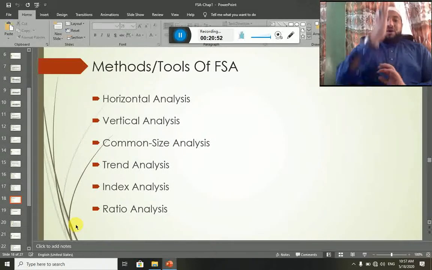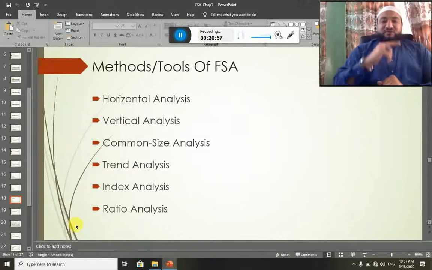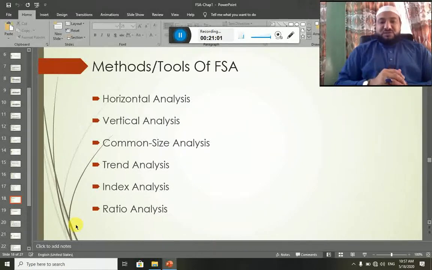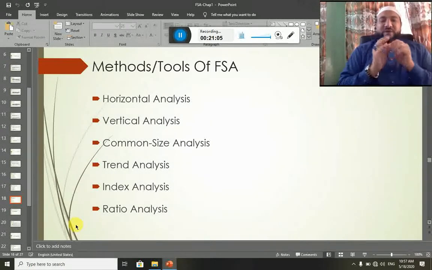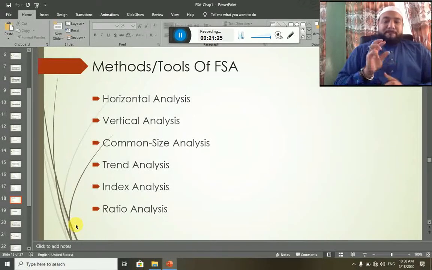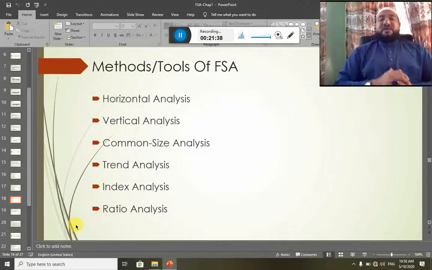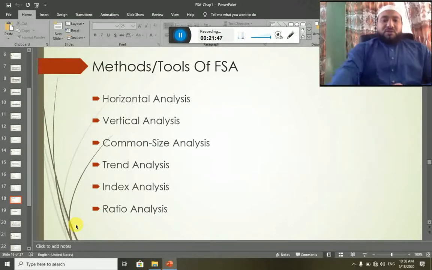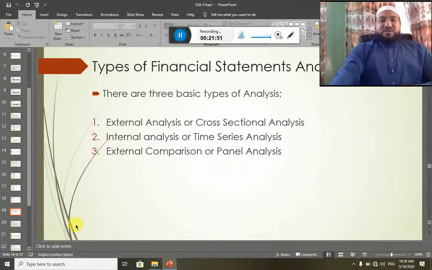Horizontal analysis, vertical analysis, then we have common size, then we have trend, then we have index, and then we have ratios. Inshallah, we'll discuss all of them separately, one by one. We'll have practical work. I'll have Excel on my computer and work through it, and then I'll give you some assignments to work on yourselves. So we have to learn all these tools, because these six are the main tools or methods which combined are called financial statements analysis. It means that with the help of these six tools we analyze the financial statements, or we carry out the financial analysis, right? So we have to understand all of them. Next, types of financial statements.